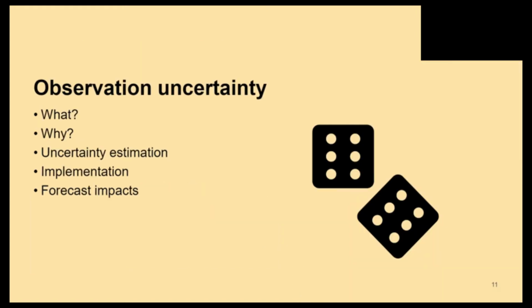So we're going to think about observation uncertainty. So what is observation uncertainty? Why do we care about it? How do we estimate it? How do we implement it? And what are the forecast impacts?